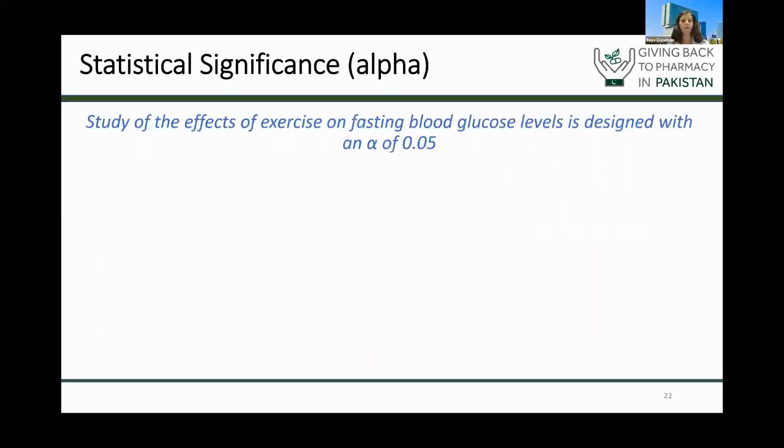Let's look at, for example, the study of the effect of exercise on fasting blood glucose levels. And let's say that this study is designed with an alpha of 0.05 or 5%.